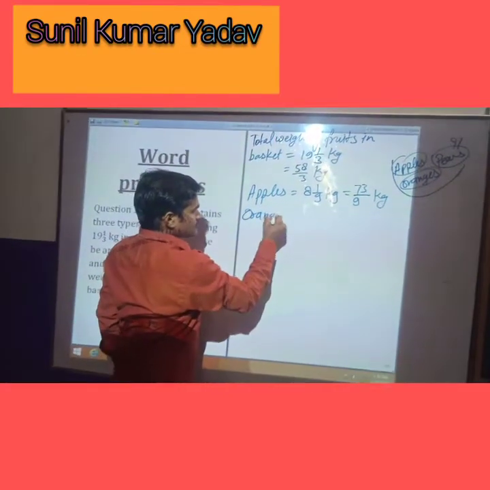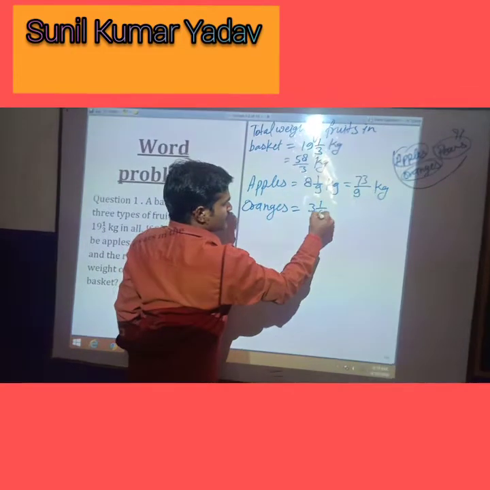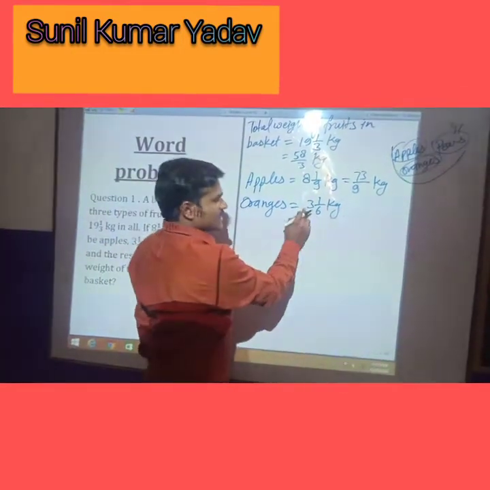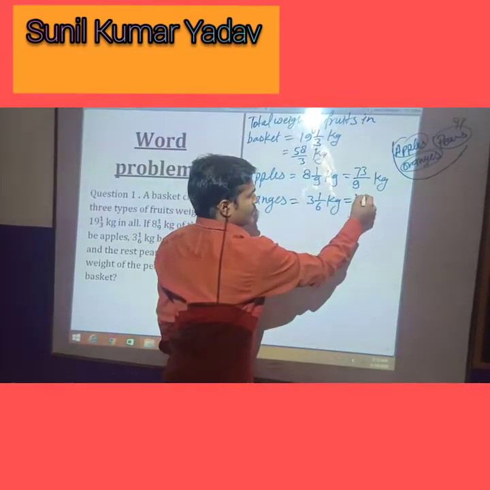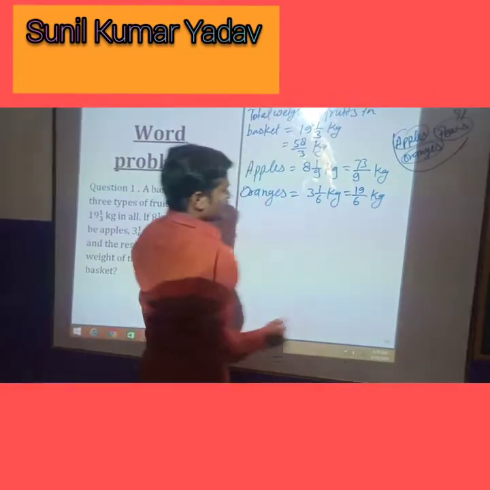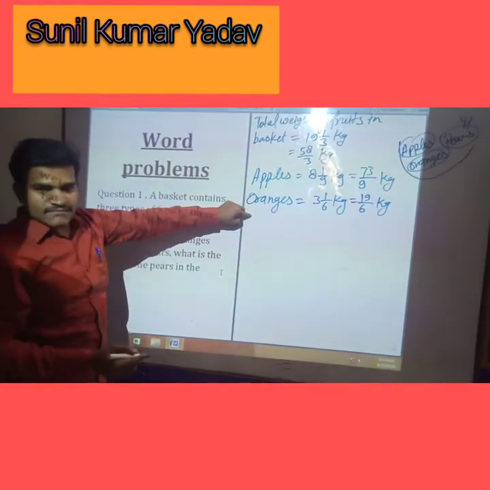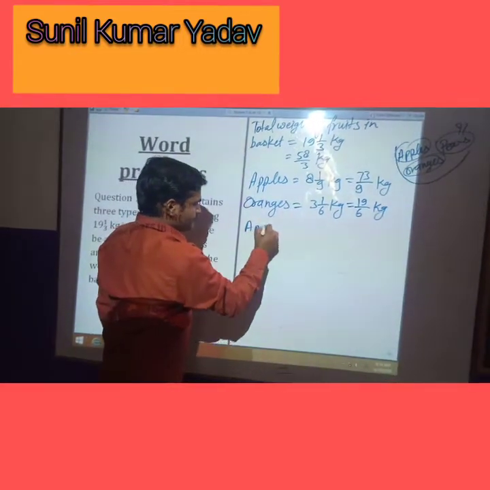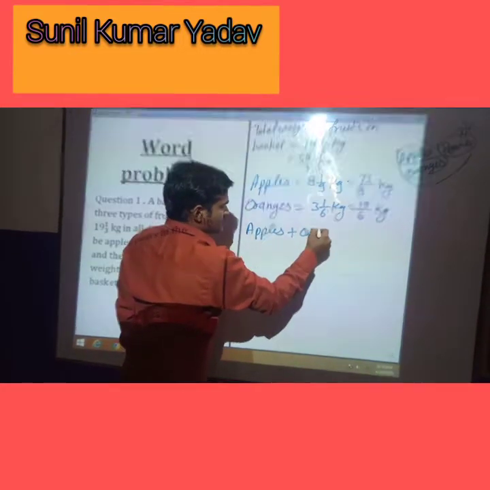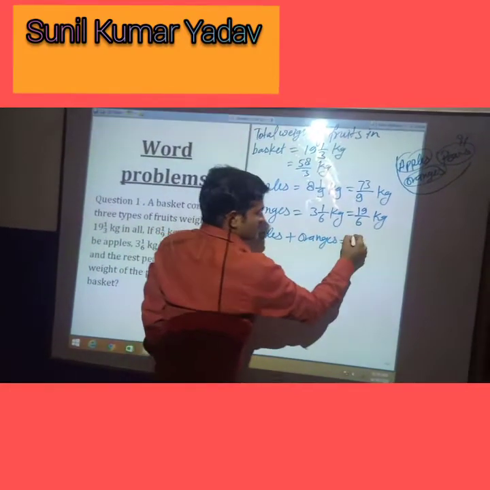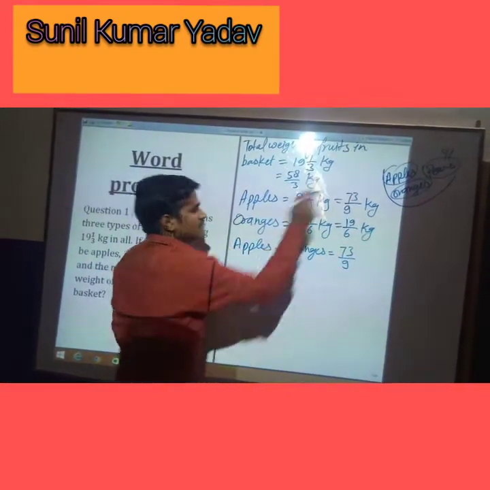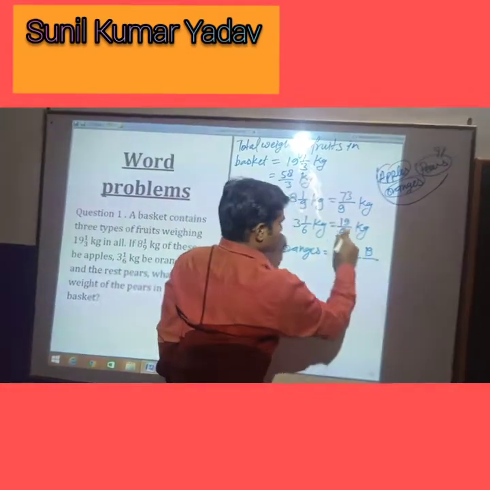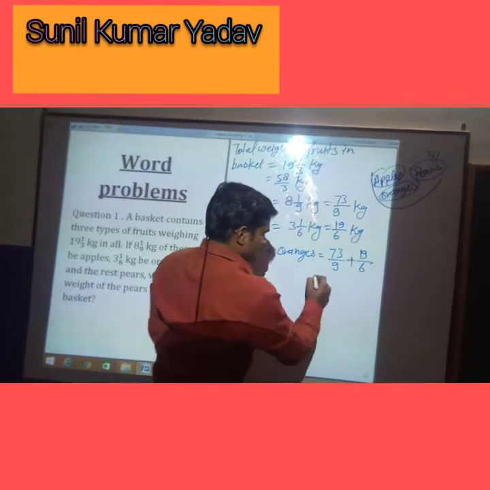So oranges are equal to 3 and 1/6 kg. Convert it into an improper fraction. So what do you get? 6 times 3 is 18, plus 1, 19/6 kg. Okay. So the weight of apples plus oranges: apples plus oranges is equal to 73/9 kg apples and 19/6 kg oranges. So add them.